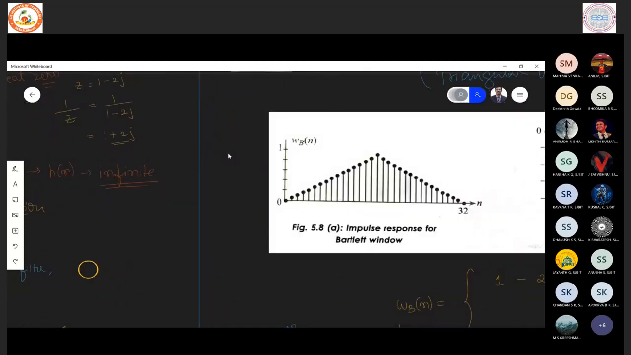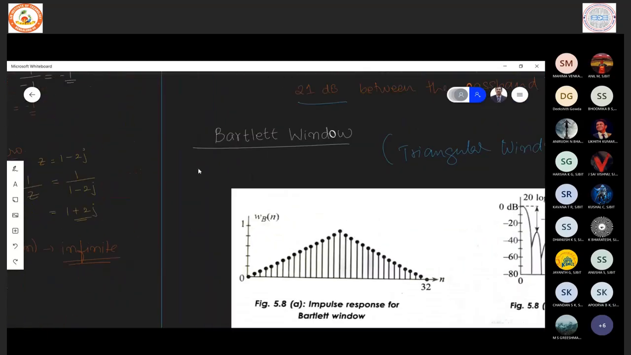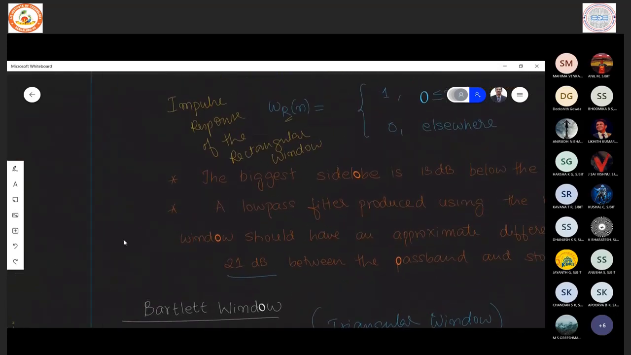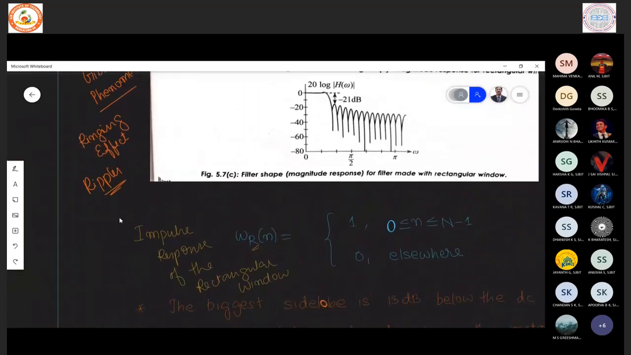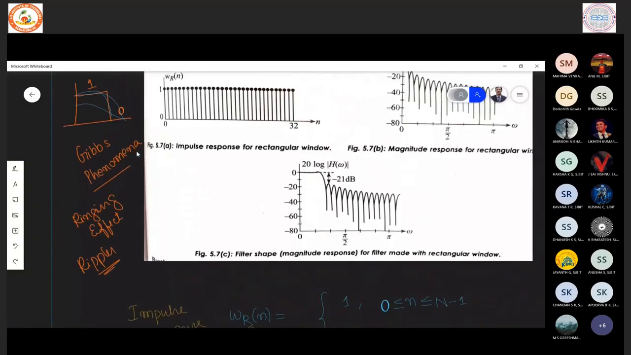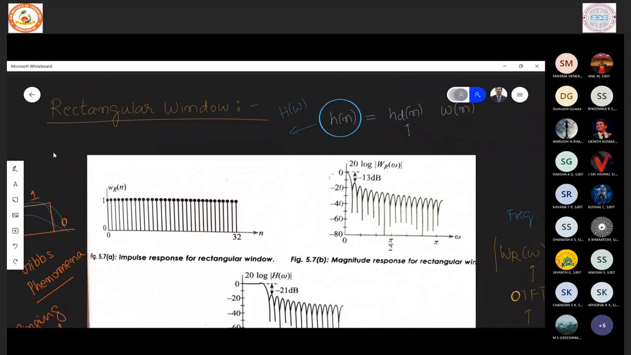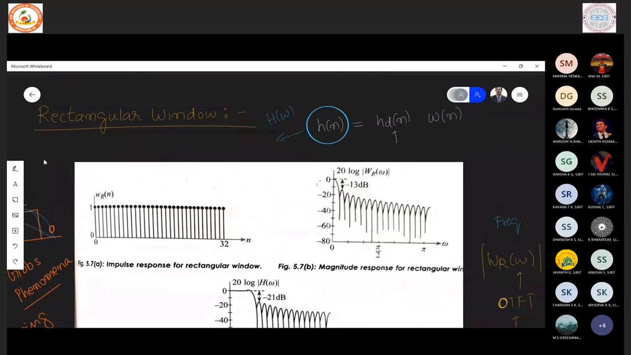Now let us start with the windowing technique. According to your syllabus, we have 4 different types of windows. We'll talk about the 4 different types of windows and get to know what it is all about. The very first window type that we will discuss is called the rectangular window. The window function may be given a name, WR of n. The subscript R denotes rectangular.